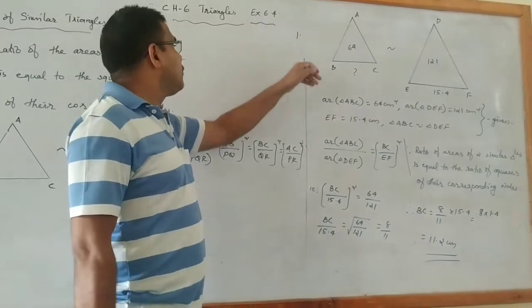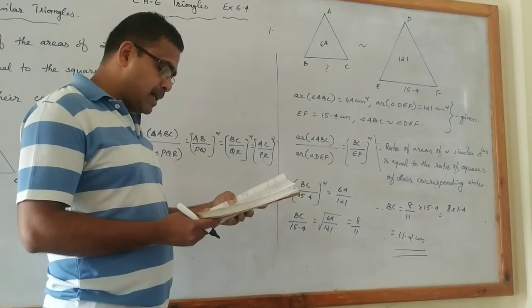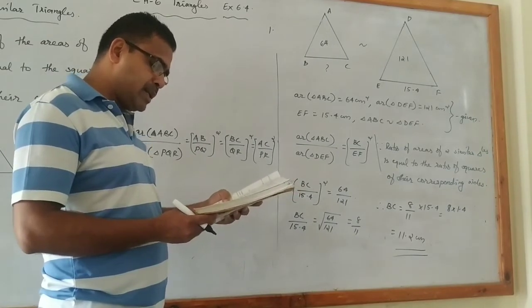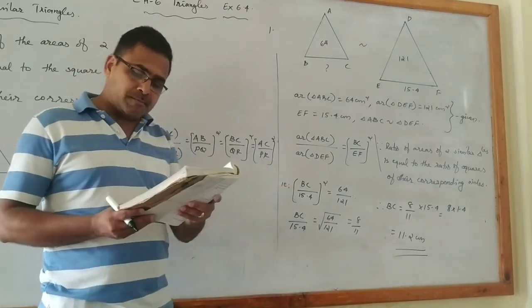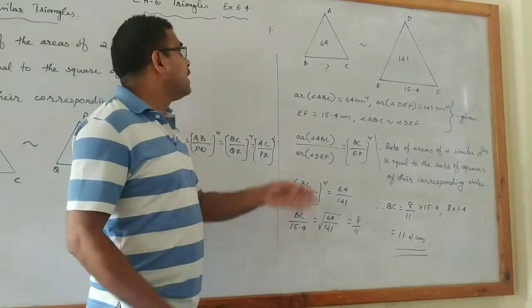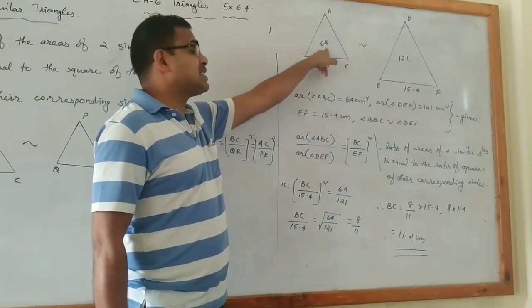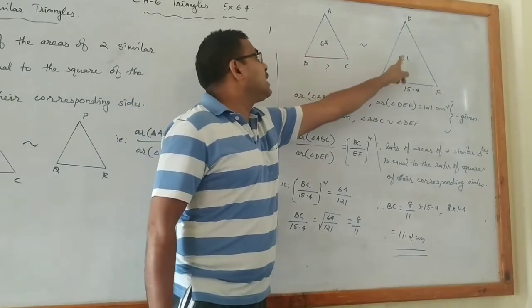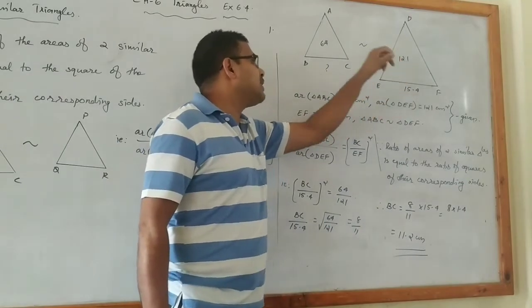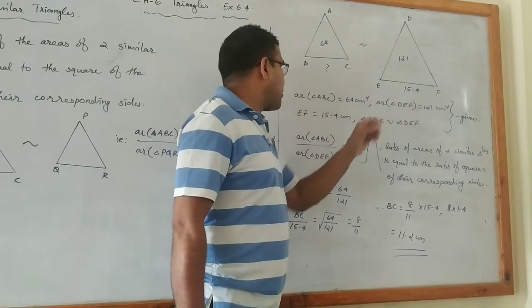By using this theorem, we are coming to Exercise 6.4. First question. What is the first question? Let triangle ABC be similar to triangle DEF and their areas be respectively 64 cm square and 121 cm square. If EF equals 15.4 cm, find BC. Both these triangles are similar. It is given: area of triangle ABC is 64 cm square, area of triangle DEF is 121 cm square, as well as the length of EF is 15.4 cm. We write the given things first of all.